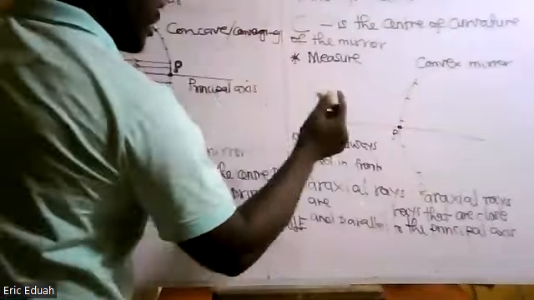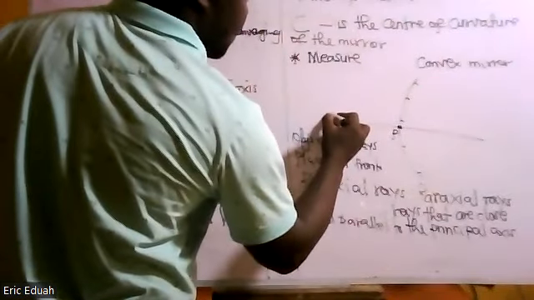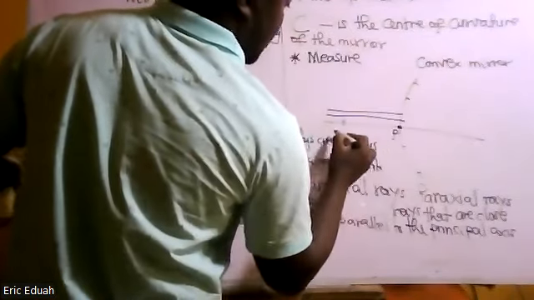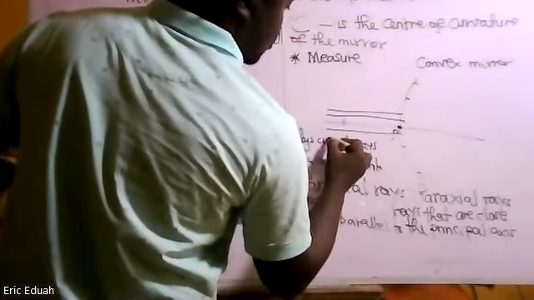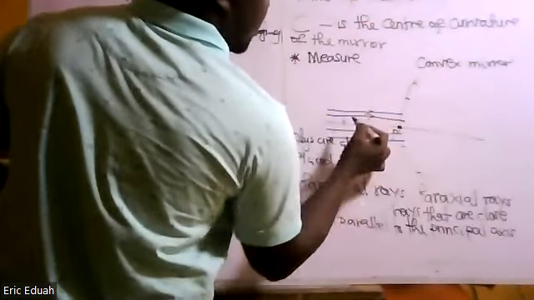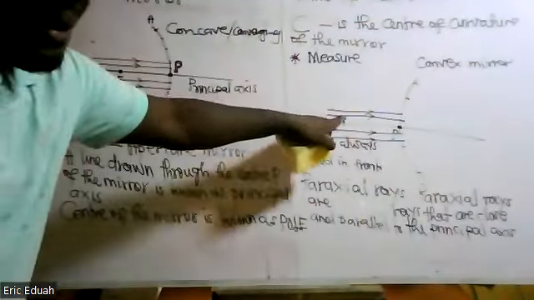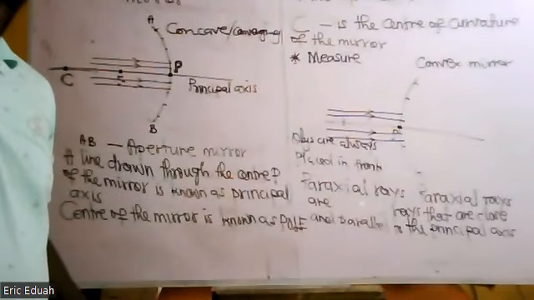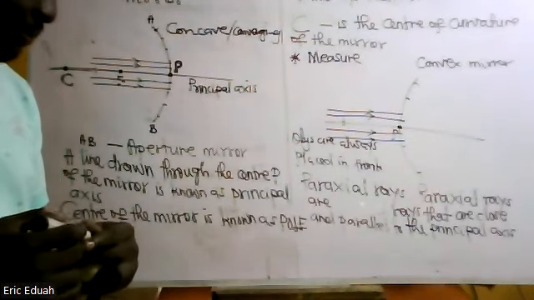So let me do it for the convex mirror. Rays that are close and parallel to the principal axis. These are what we call paraxial rays. Please, are you okay?